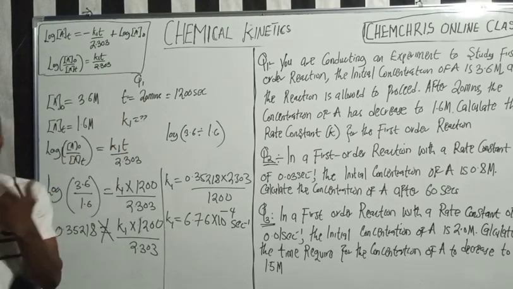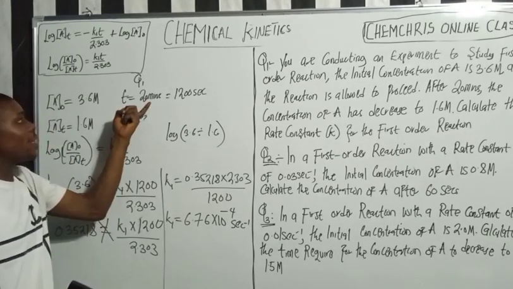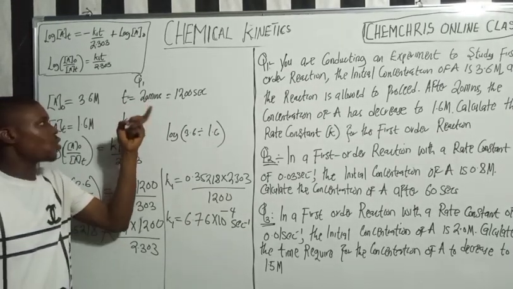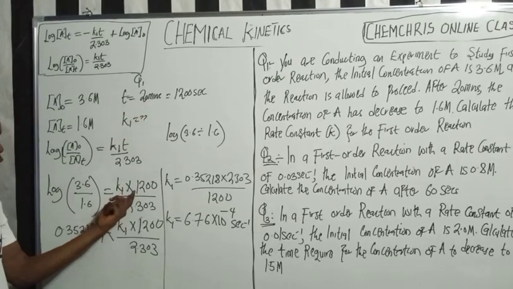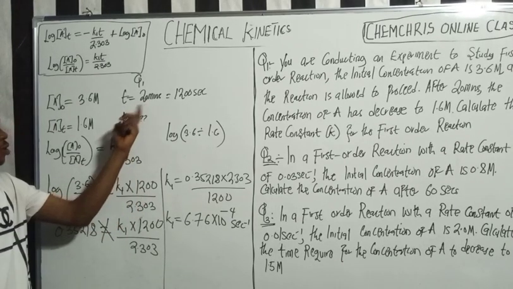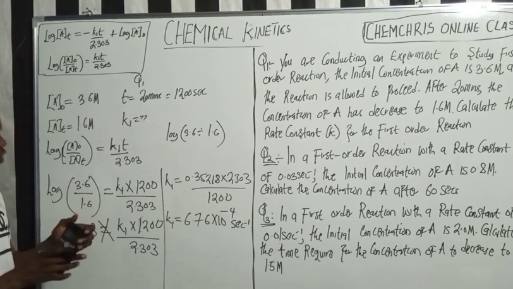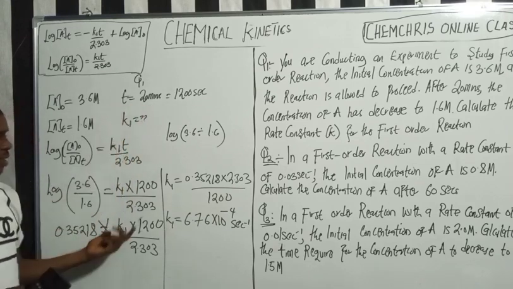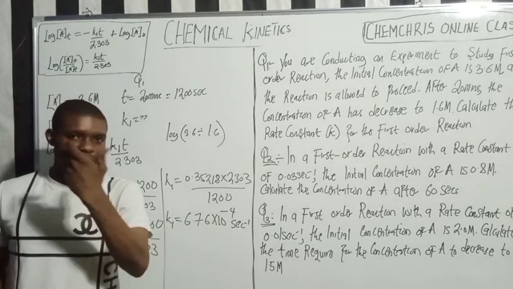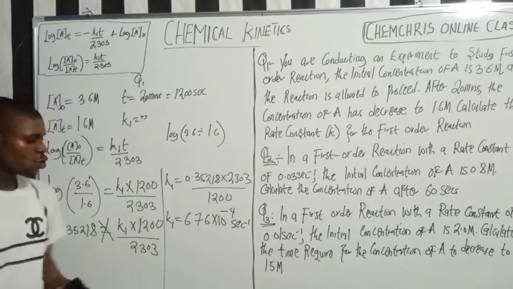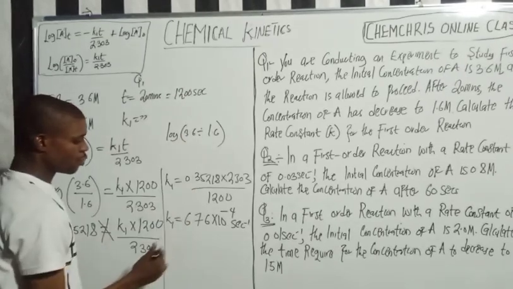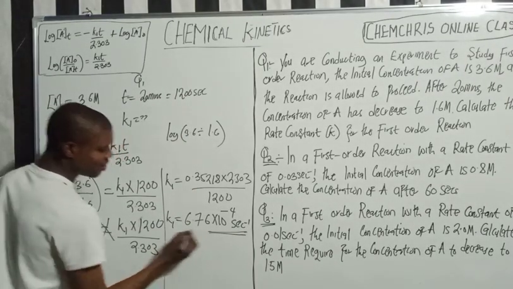Let us say, for example, you use 20 minutes. Where you see 1200, you put 20. So the final answer will now be in minutes. Do you understand? Here we want to convert to seconds, so we have per second.